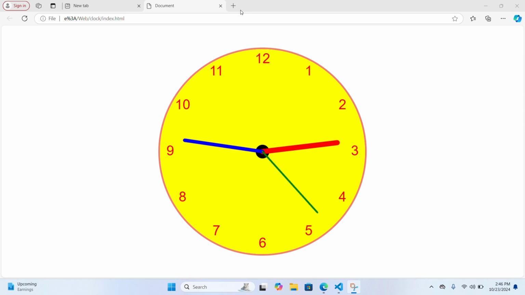Jai Siyaram. Today we are going to make this beautiful analog clock by using JavaScript. In this video, we will be using canvas in JavaScript to create this beautiful analog clock. So let's get started.